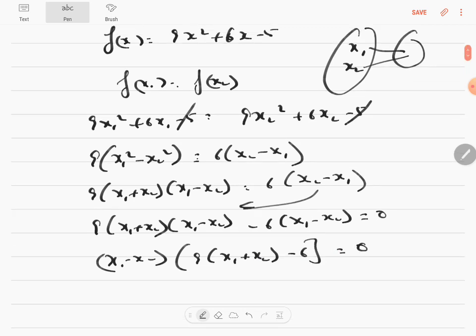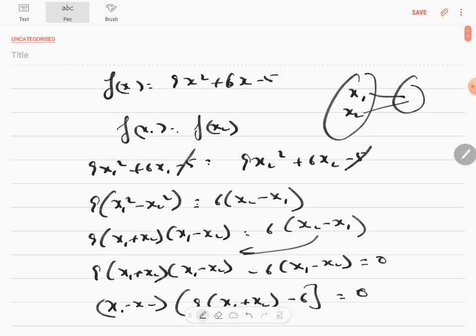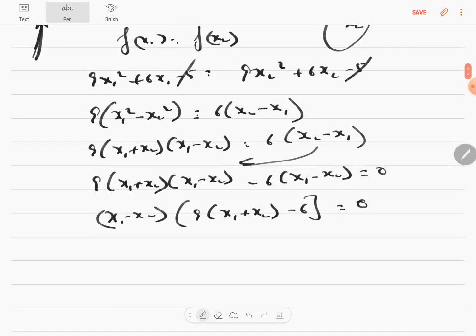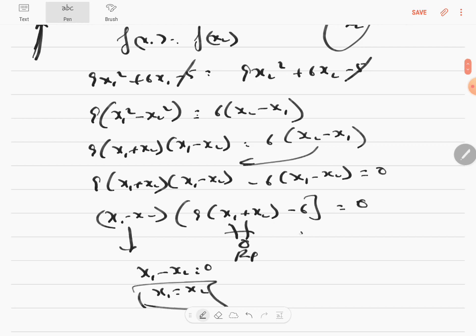Now, in this question, what you have to read is that the domain of the function is the real positive numbers, from 5 to infinity. Real positive numbers means this can never be equal to 0, because the addition of two positive numbers will never be 0. So you can justify that this can't be 0. So x1 - x2 = 0, x1 = x2. You have to write that.